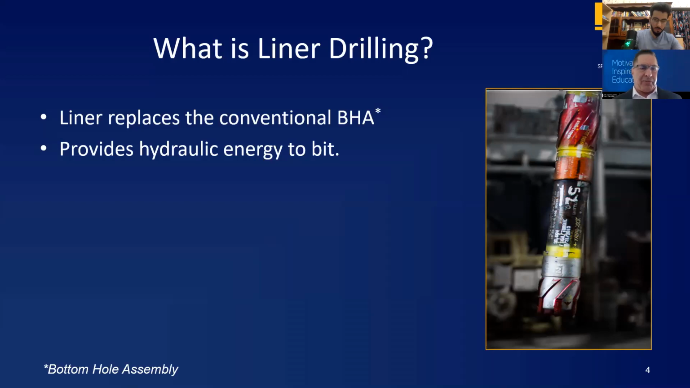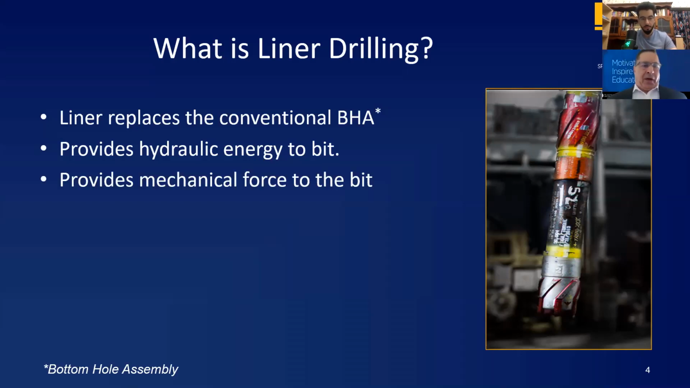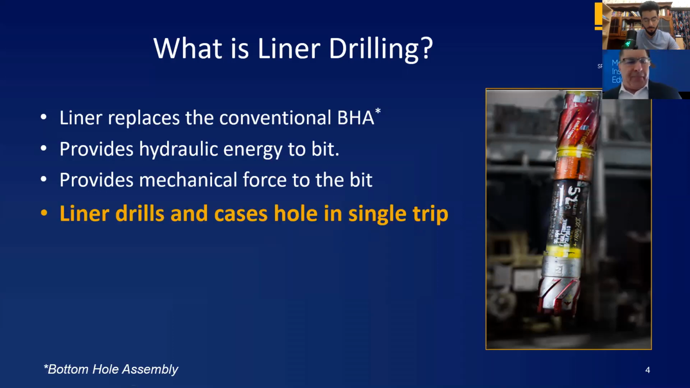You got a conduit to provide the fluid to go to the bit to get you the horsepower you need to drill the formation. It provides mechanical force to the bit. That's how you get the weight on bit. The first few joints of the liner you drill in are going to be somewhat in compression, depending on how much weight on bit you put on there. So, of course, you've got to do your torque and drag modeling to ensure there's no buckling that will compromise the liner drilling job. And very important takeaway, the liner drills and cases the hole in a single trip. This is the main message I want you all to get from this presentation.